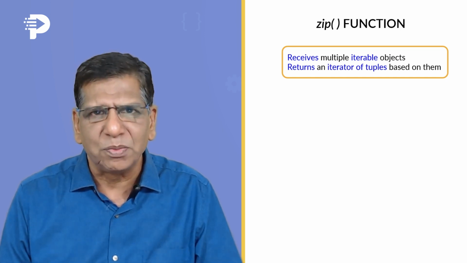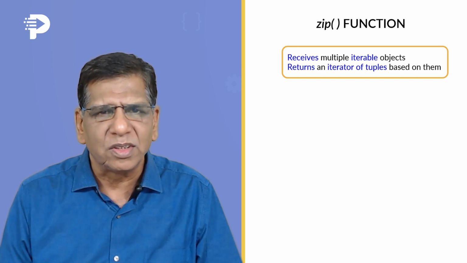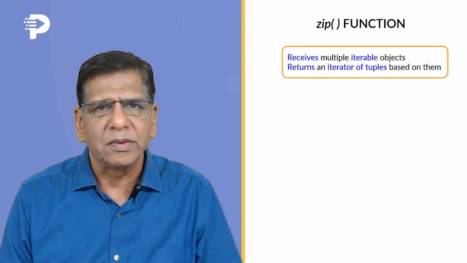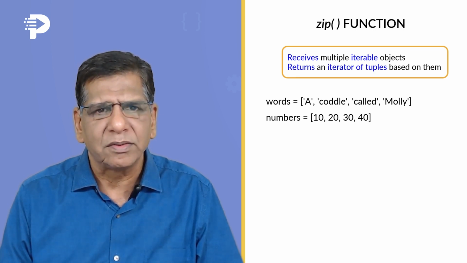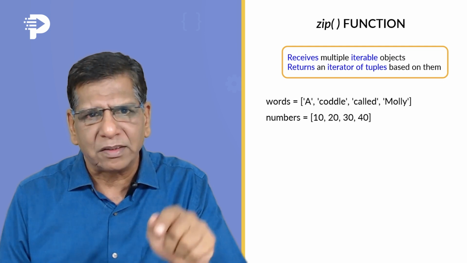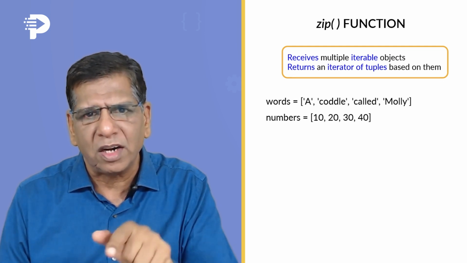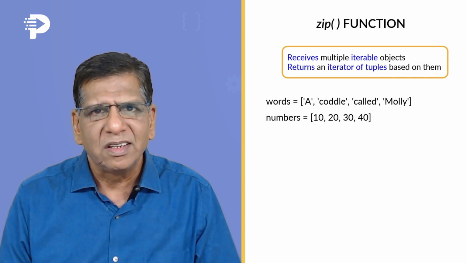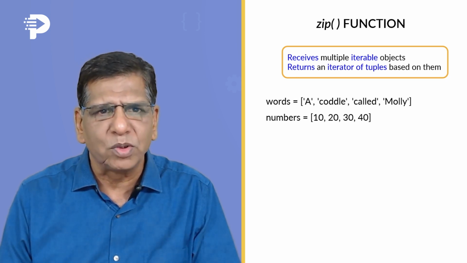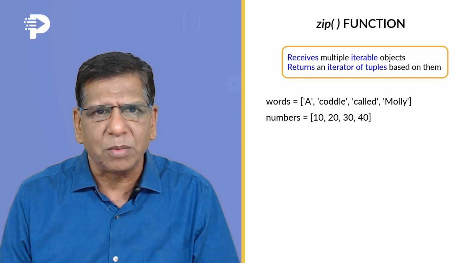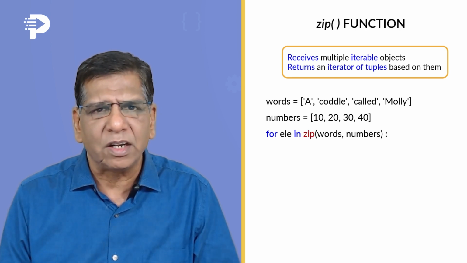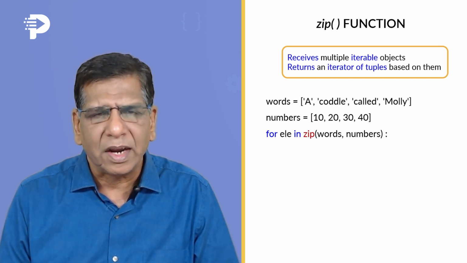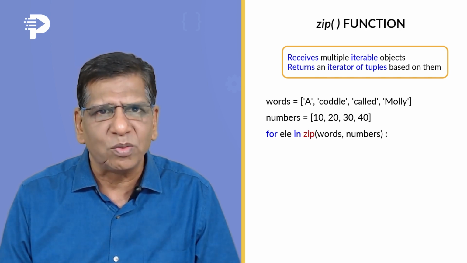The best way to understand this would be through a program. So let me show you the usage of zip through a program. Suppose we have a list of words and a list of numbers, and we want to work with pairs A and 10, Caudal and 20, Called and 30, Molly and 40. So we would pass both these words and numbers, which are iterable objects, to the zip function. It will return an iterator of tuples, and then I can iterate through that using a for loop.